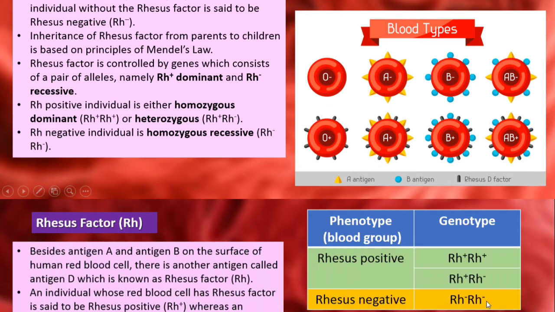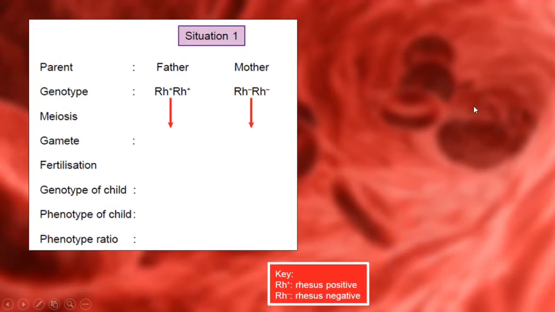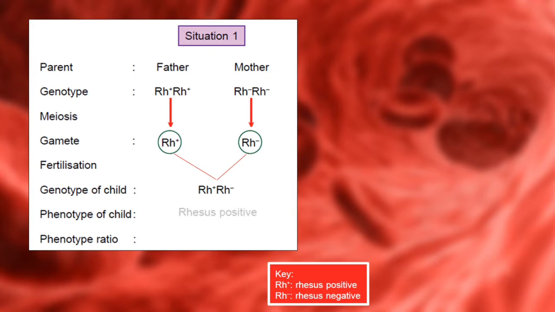So this is the situation of inheritance in Rhesus. For example, the father is Rhesus positive, and the mother is Rhesus negative. When meiosis occurs, the father will produce gametes containing allele Rhesus positive, and the mother allele Rhesus negative. In fertilization, we produce RH positive, RH negative, which means the phenotype is Rhesus positive, same as the father. So the ratio is all children are Rhesus positive.